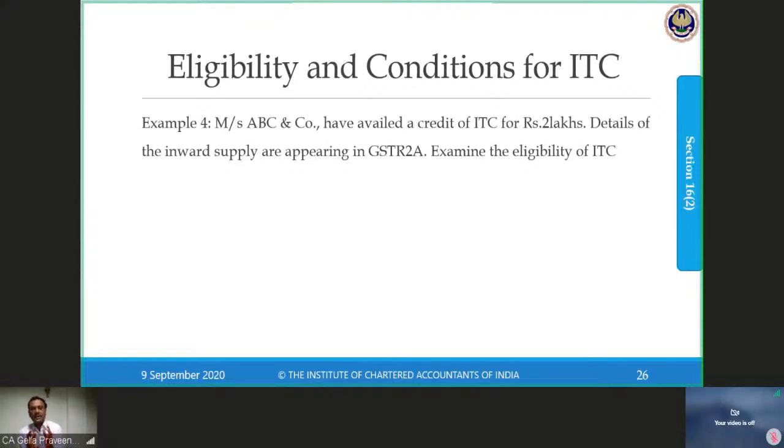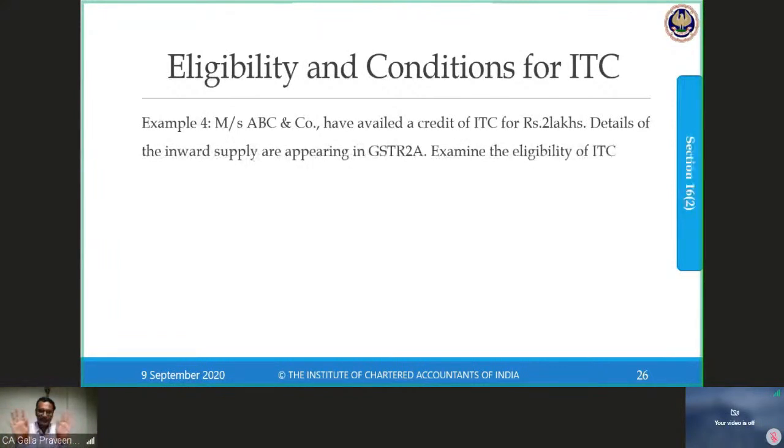What is GST 2A? GST 2A is nothing but a mirror image of my purchases. As per my ERP, my accounting software, this is my list of purchases. A mirror image of that is nothing but GST 2A. Now, that 2A is populated on the basis of the details furnished by my supplier.